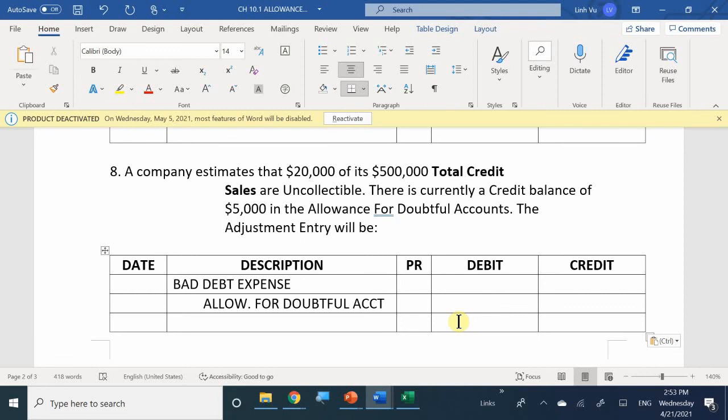So the income statement, all we care about is just the estimated number and to verify the key term, total credit sales. There is no allowance for doubtful accounts that appears on the income statement. So we don't care about whatever balance there is. So in this case, all we care about is just that number, the $20,000.